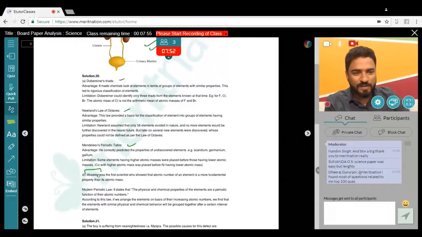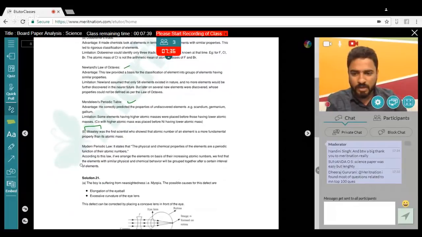I suppose that you would have got the correct answer. You would be remembering that particular name of the scientist. Moseley was the right answer. Make sure that you have mentioned the spelling correctly. Okay. Modern periodic table. What is the modern periodic law? Again a simple question. If you arrange the elements on the basis of their increasing atomic numbers, you find that elements with similar physical and chemical behavior will be grouped together after a certain interval of elements. This is how we describe the modern periodic law.